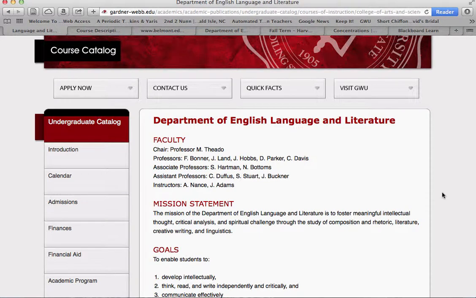So since we're thinking about how English departments are positioned and how a dialogue of multiple perspectives and voices can help English studies revision and re-see itself, I thought it would be important to apply that lens to a few English departments. So I thought we would start with looking at Gardner-Webb's English department.